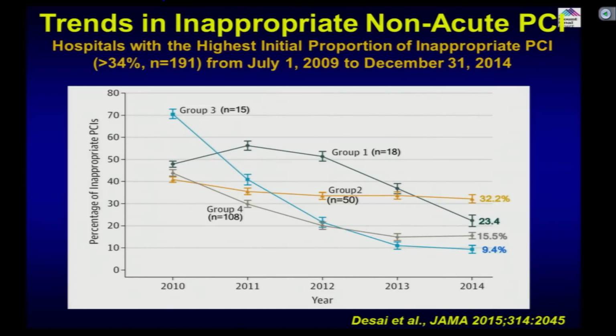Now they also showed that the groups with higher inappropriate use really did the best job. So with a very high inappropriate rate, let's say the highest group, group 3, the highest tertile, became 9.4%. So just to say that it affected everyone's practice and changed the trend.